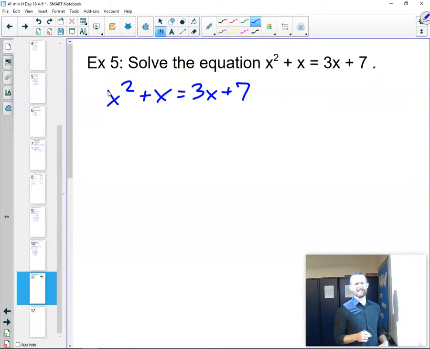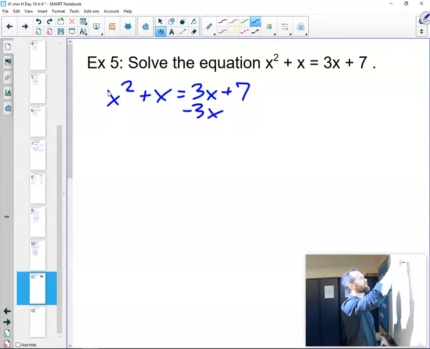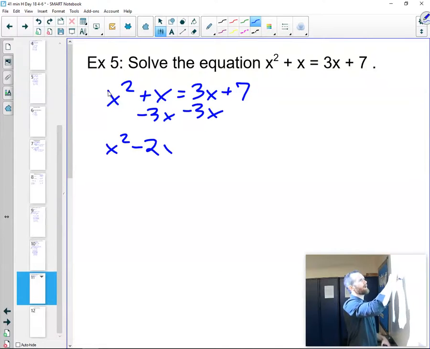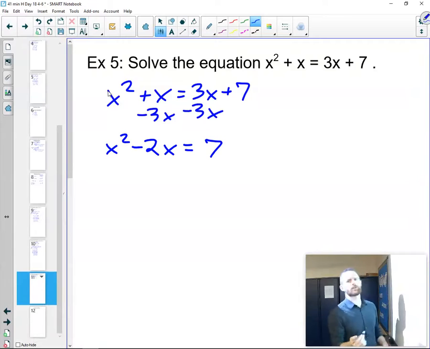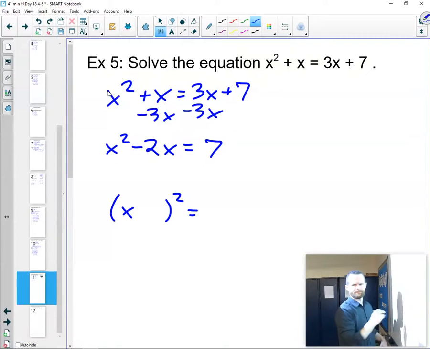Let's see. We need to get the x squared and the x terms together. So let's subtract 3x on both sides. And we end up with x squared minus 2x equals 7. Now we're ready to complete the square. Let's skip a step, skip a line, and go to our binomial. It's going to be x something squared.